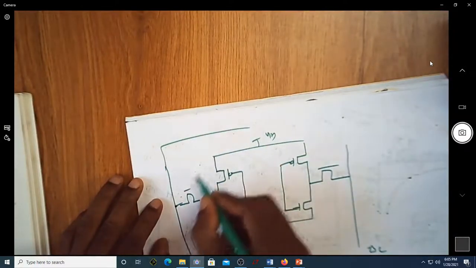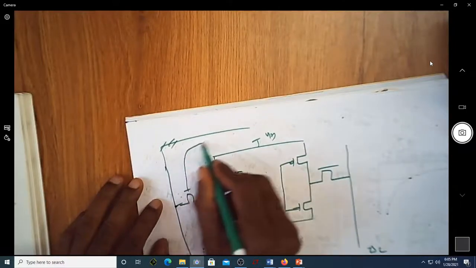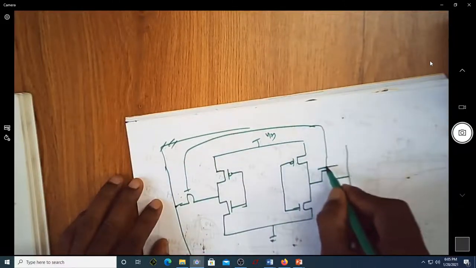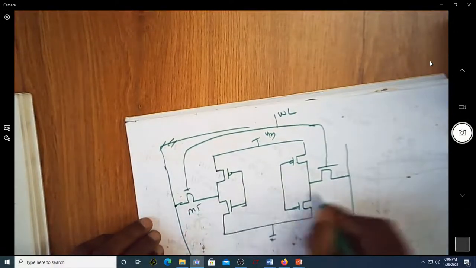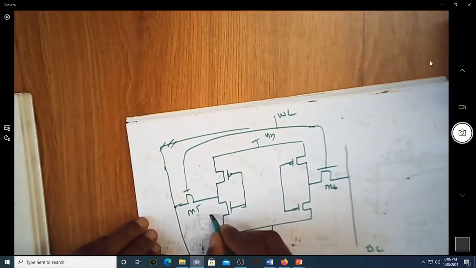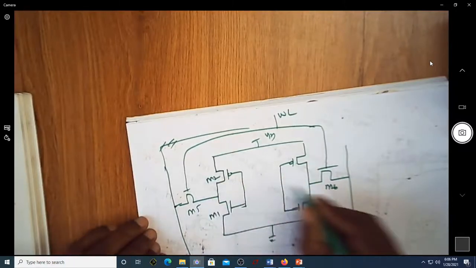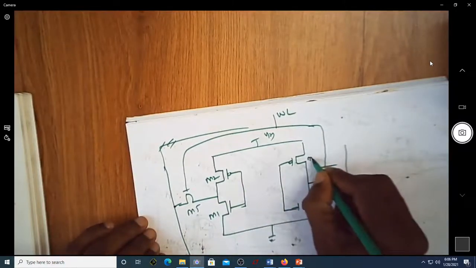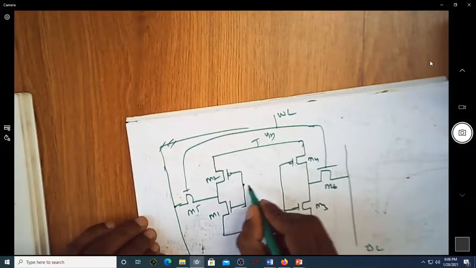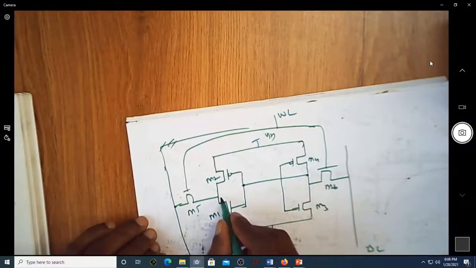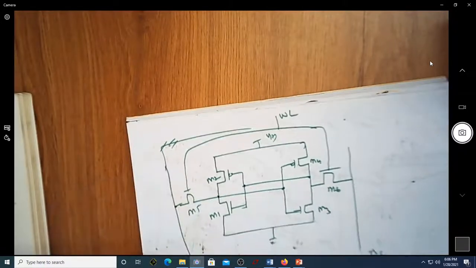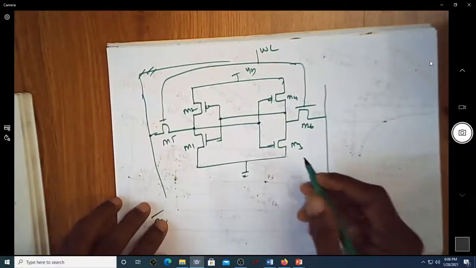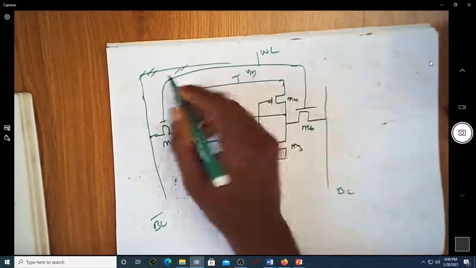So let me connect. Now you can see the M5 and M6 are driven by the word line. This is M5, M6, M1, M2, this is M3, this is M4. Let me connect this to this, and then of course this is connected to this. This is my static RAM.